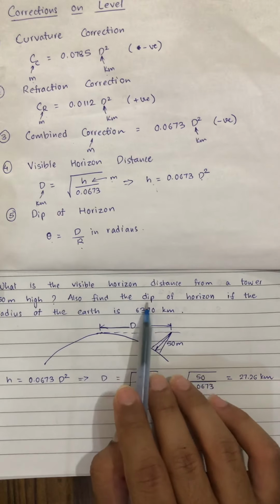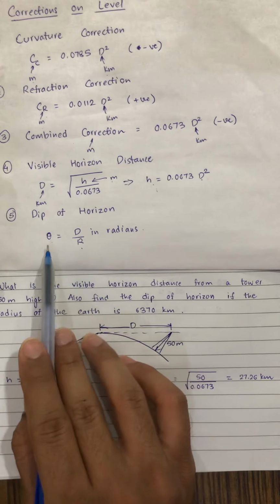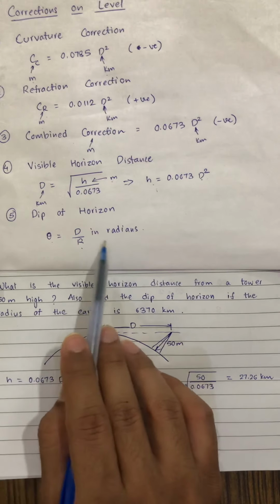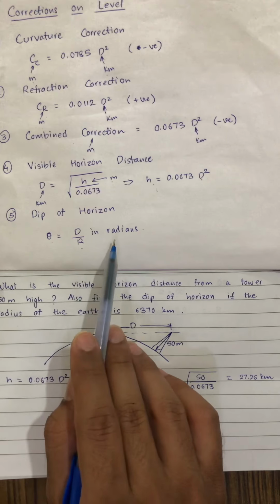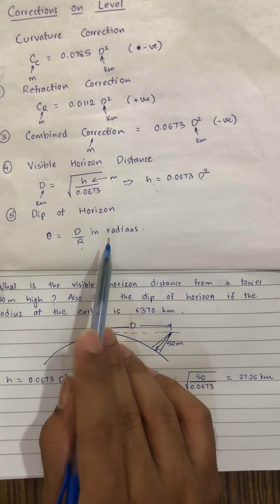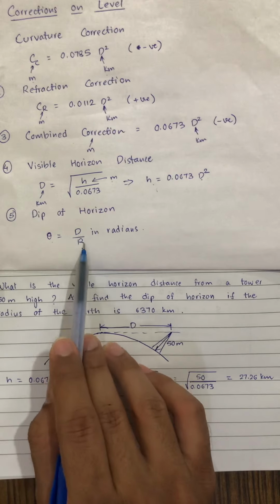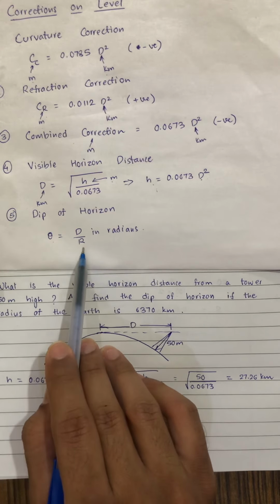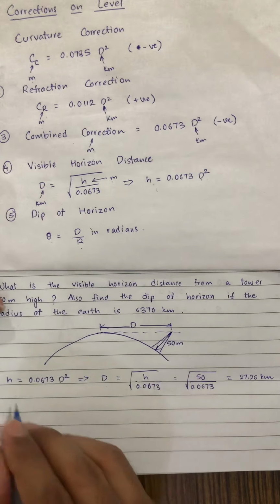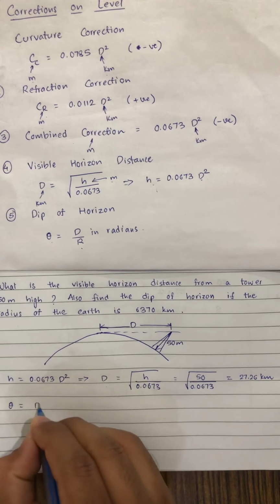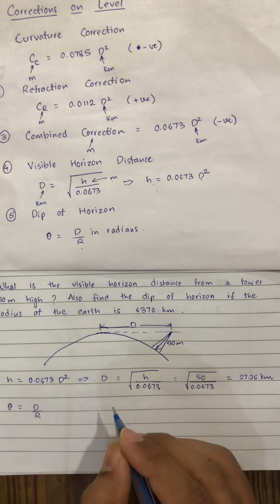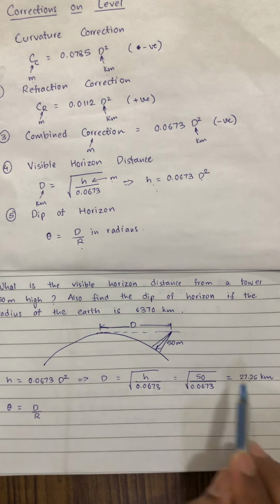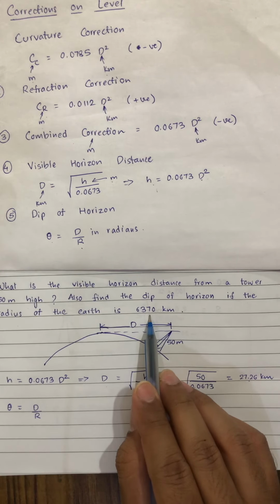Now we also need to find the dip of horizon. The formula for dip of horizon is theta is equal to d upon r, and this theta will be in radians. One more thing we have to keep in mind is that the units of d and r should be the same. If d is in kilometers, r should also be in kilometers. So dip of horizon theta is equal to d upon r. Here d value is 27.26 and r value is 6370.